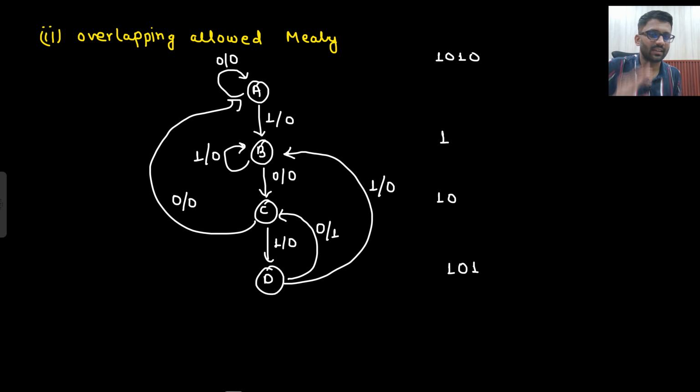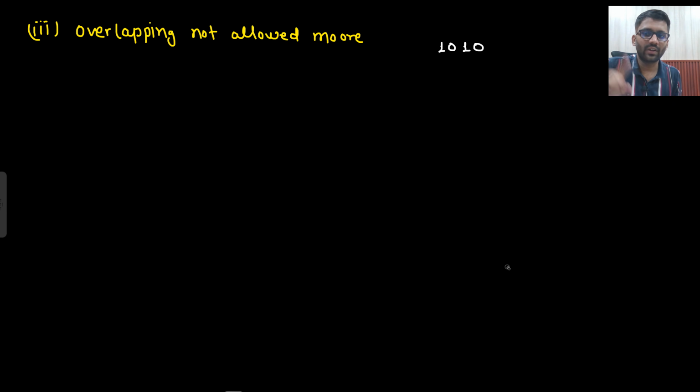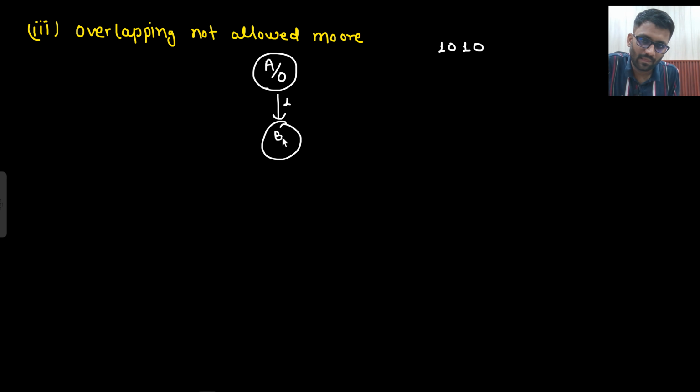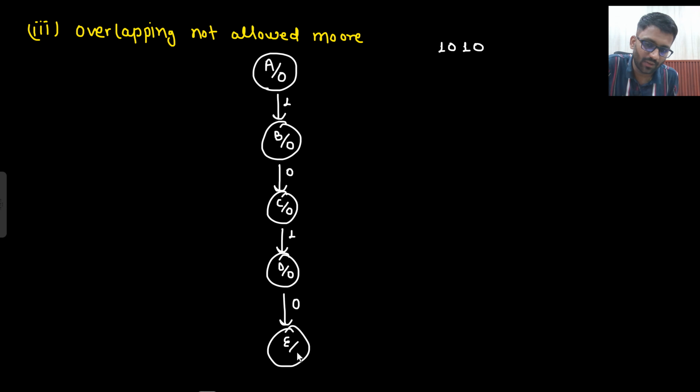So here we are designing. Right? So now we are designing for overlapping not allowed Moore. So initial state, if 1 is applied, I am happy. I will go to the next one. If 0 is applied, I am happy. I will go to the next one. If 1 is applied, I am happy. I will go to the next one. And if again 0 is applied, then I am super happy and I will give my output equal to 1.